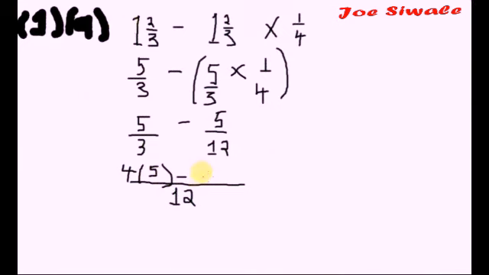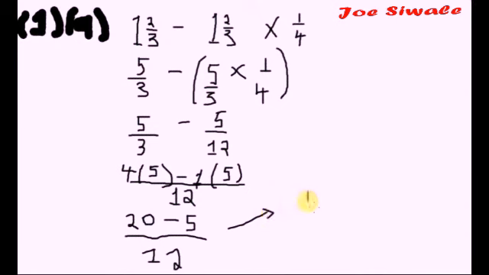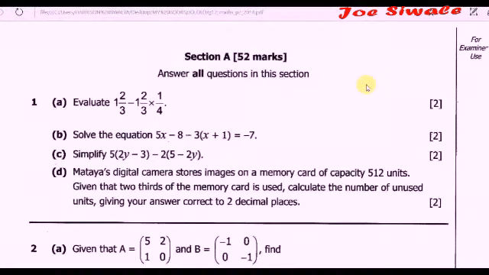So I'll say 4 multiplied by the numerator, which is 5. Then I'll put my minus sign. Then I'll say 12 into 12, that's 1 multiplied by the numerator, which is 5. 4 multiplied by 5, that's 20, minus 1 multiplied by 5, that's 5 over 12. 20 minus 5, that's 15 over 12. So that's my answer to question 1a.